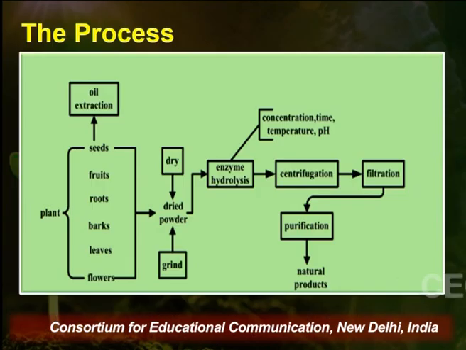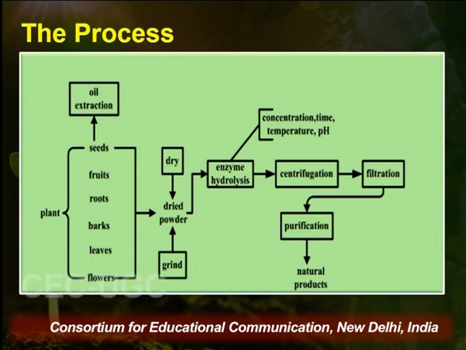Here you can see in this picture the flow diagram of the overall process or the steps which we have discussed just in the previous slide. Here you can see the different types of raw material, like seeds, fruits, roots, bark, leaves or flowers, used as raw material depending upon the constituent or the plant we are using. And these different parts of the plant are dried and powdered. Then the powdered material is subjected to enzyme assisted extraction after the proper concentration of the enzymatic mixture, proper temperature and pH conditions are maintained.